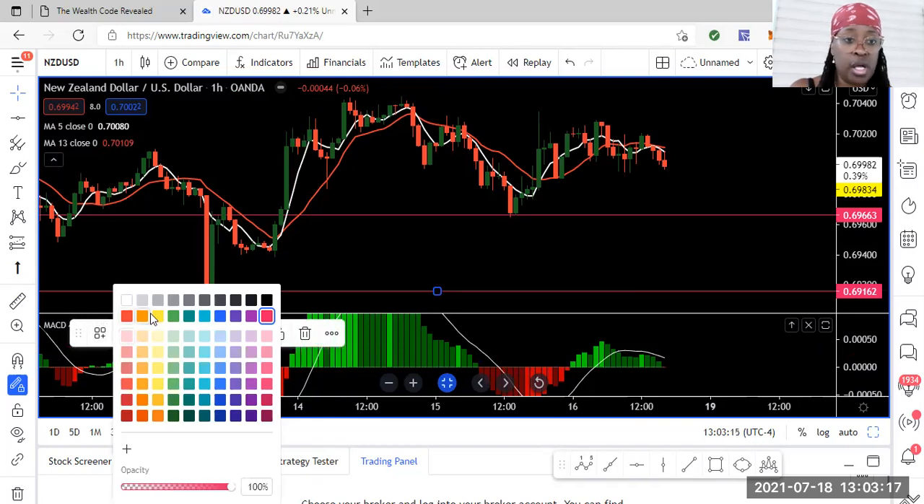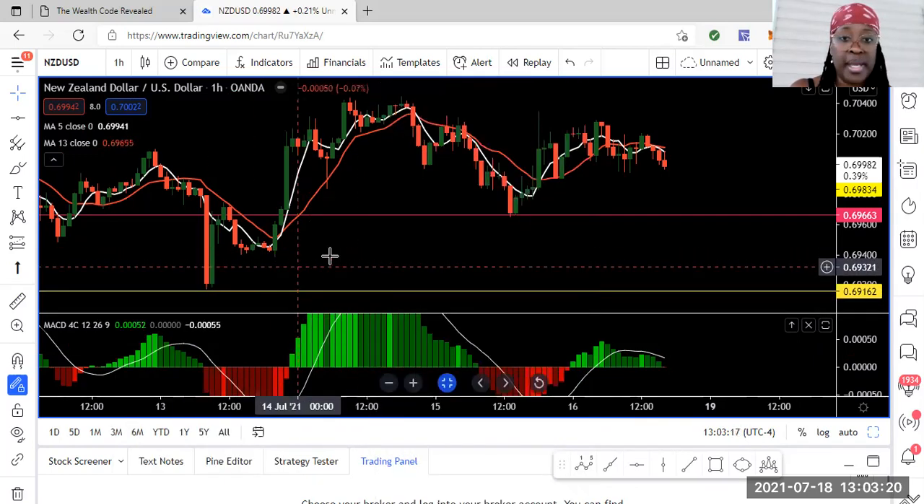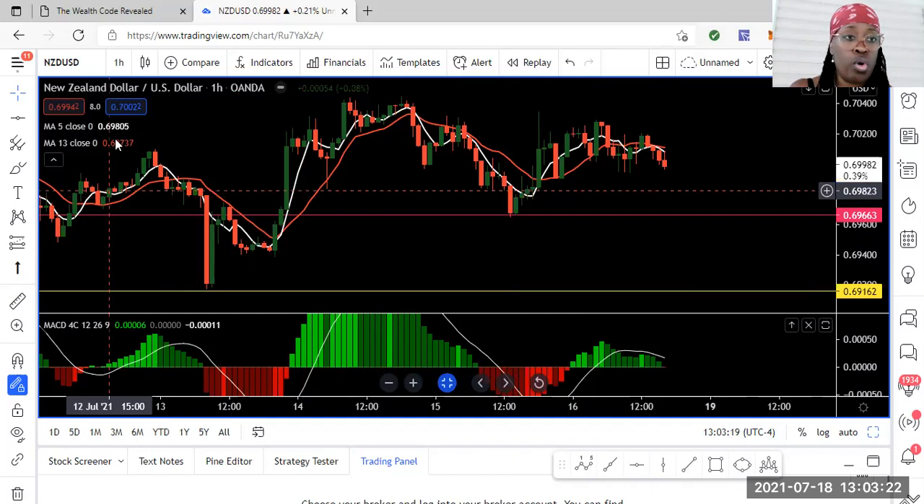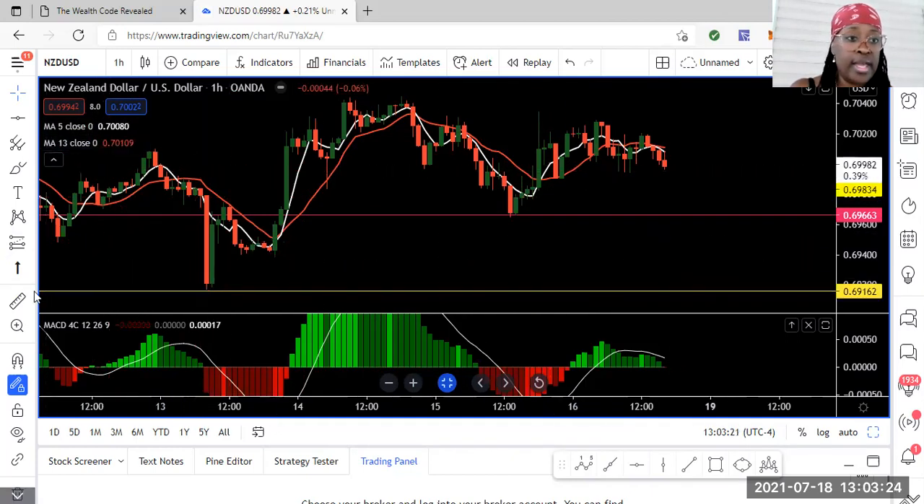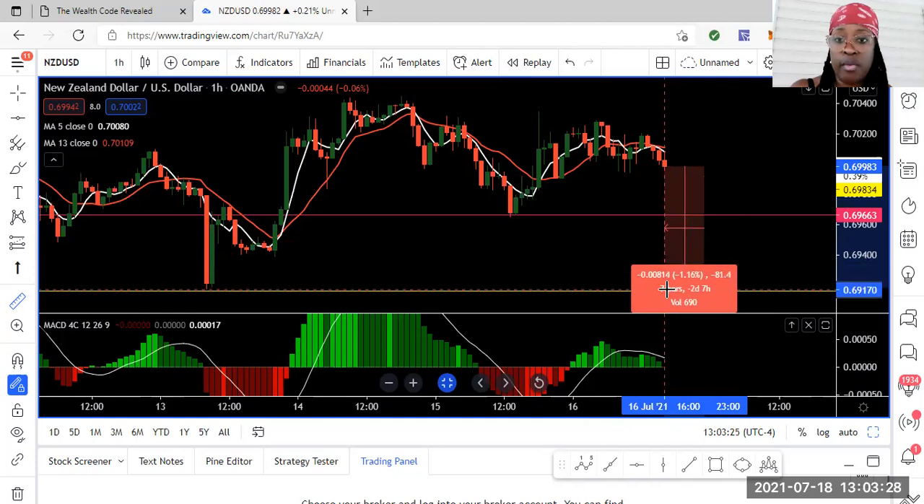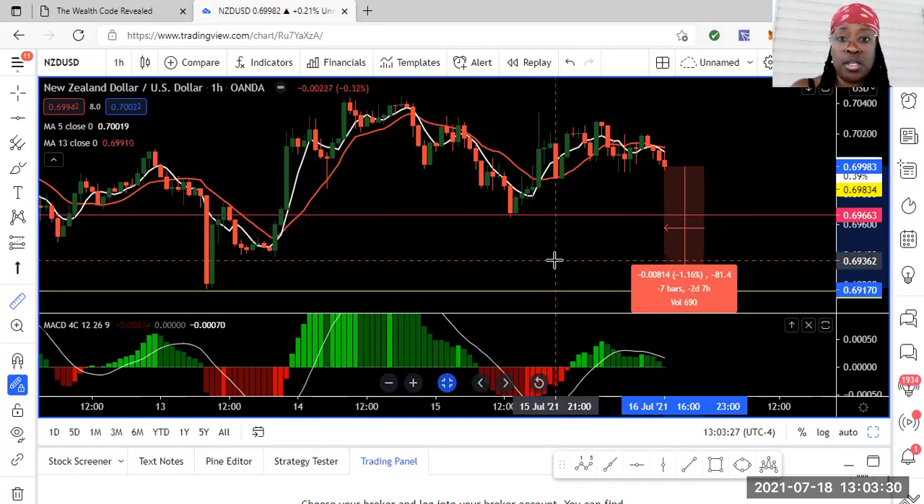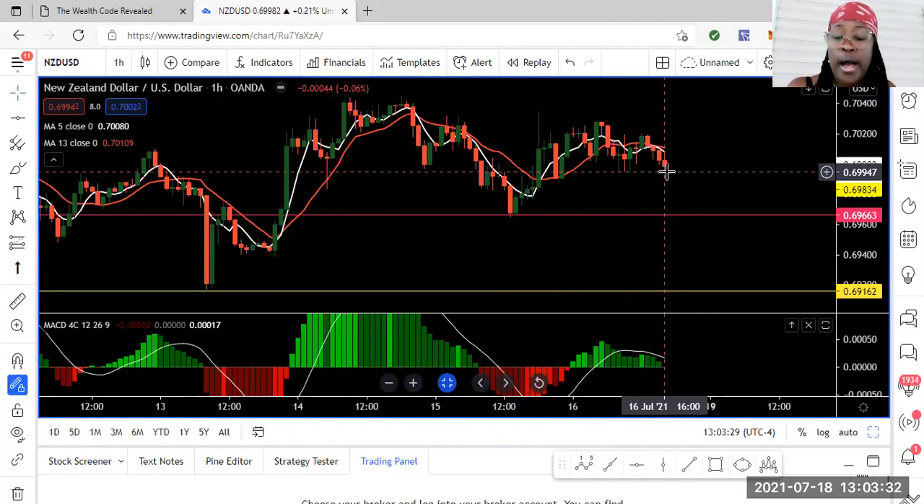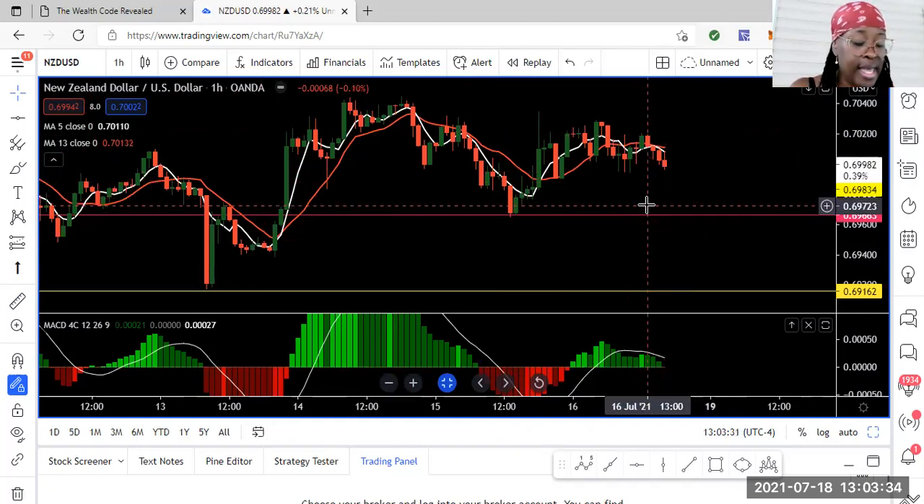So let's make that a different color. That's your demand, your daily support. So this area right here would give us that 80 some odd pips that we identified, 81 pips. There you go. So what I will be looking at is the sell.